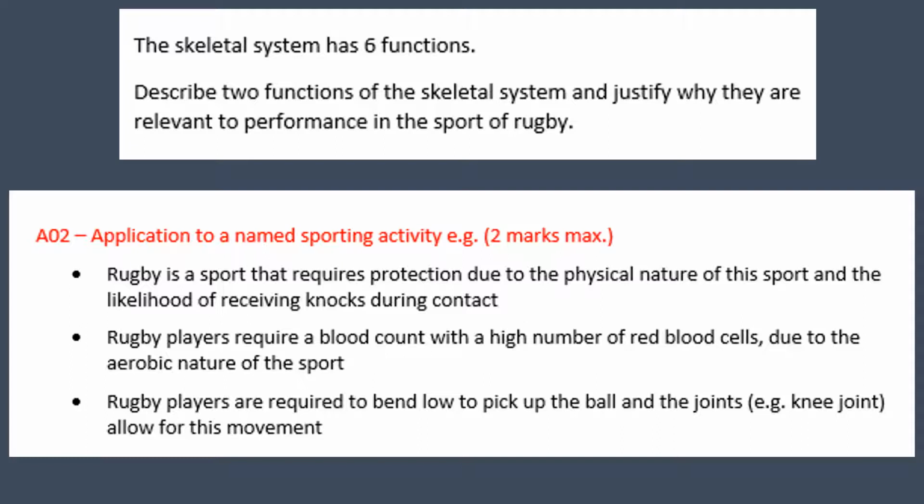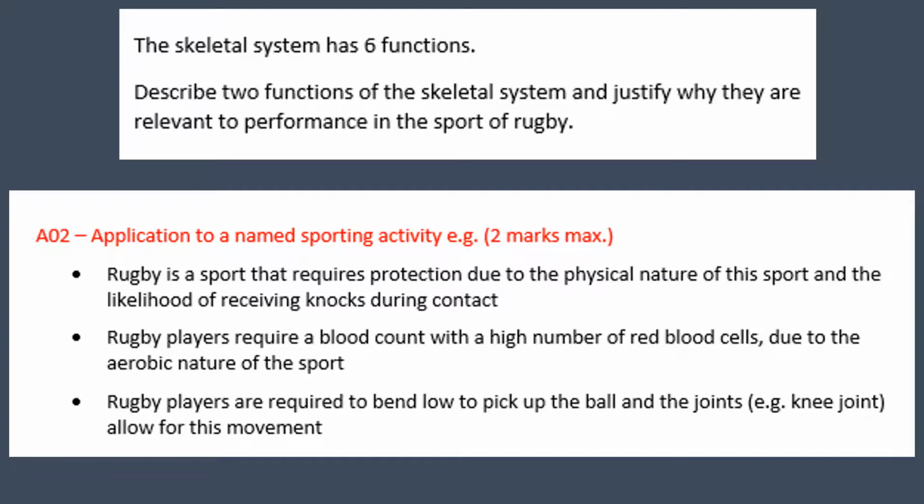We then need to explain the points that we've made, so the functions that we've discussed relative to the sport of rugby. So if we talked about protection, we could say that rugby is a sport that requires protection due to the physical nature of this sport and the likelihood of receiving knocks or bangs during contact. If you went down a route of blood cell production, we could say that players require a blood count with a high number of red blood cells due to the aerobic nature of the sport. So again, we've shown our knowledge of rugby in terms of the functions that are required.